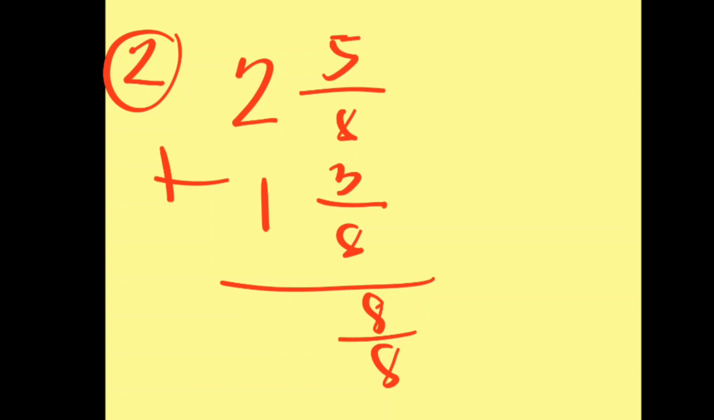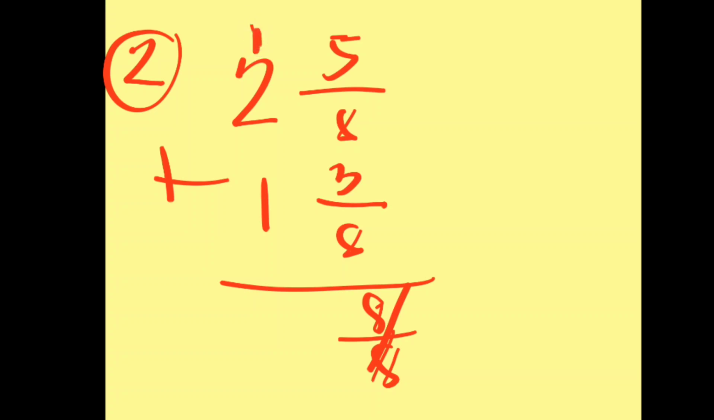Remember that if your numerator and denominator are the same, that is equal to 1. 8 over 8 is equal to 1 because the fraction bar is actually division, and 8 divided by 8 is equal to 1. So your 1 will become a whole number. Cancel that one. Do not write the fraction anymore. Instead, that will become 1. And where are you going to place 1? You add that one to your whole number.